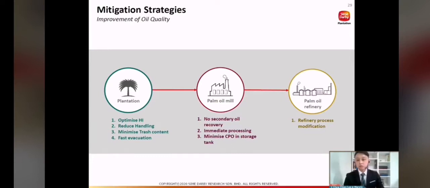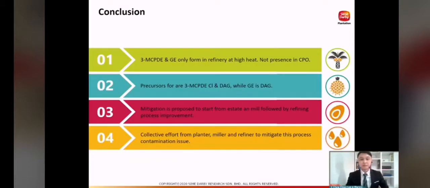So I will sum up my presentation for the conclusion part. There are 4 points that I would like you all to take home as a message. First, 3-MCPDE and GE are only formed in the refinery and are not present in the CPO. Secondly, the precursor of 3-MCPDE is chlorine content, while for GE it is DAG. Third, mitigation is proposed to start at estate level, followed by mill, and then lastly, refining process improvement.